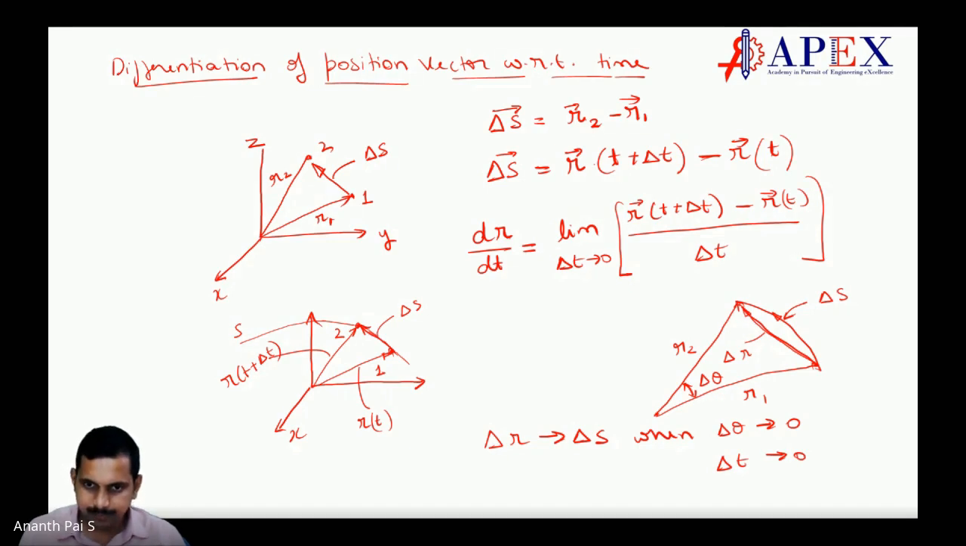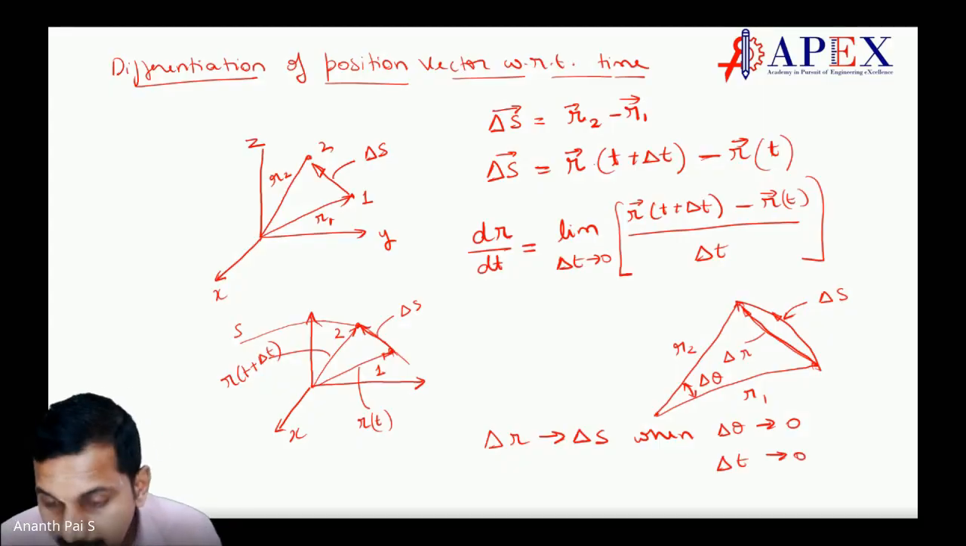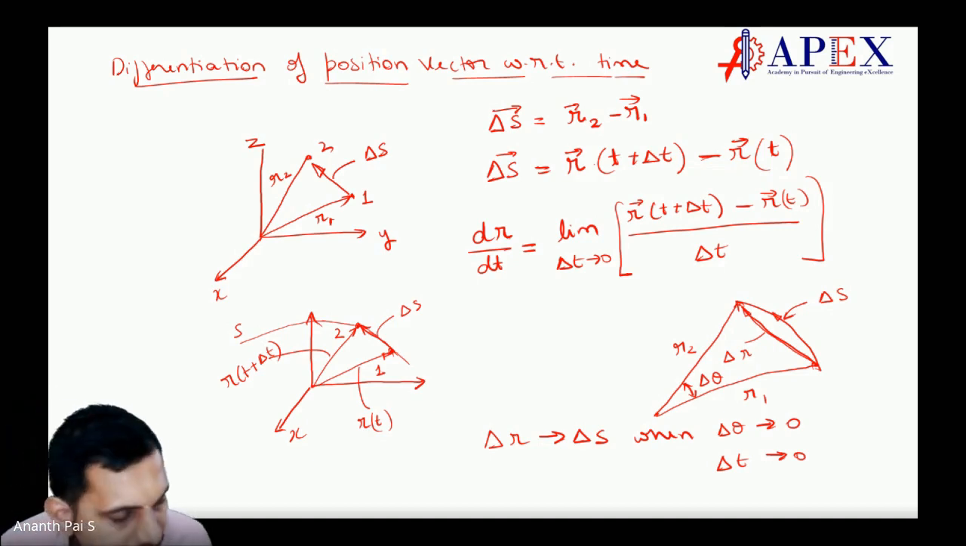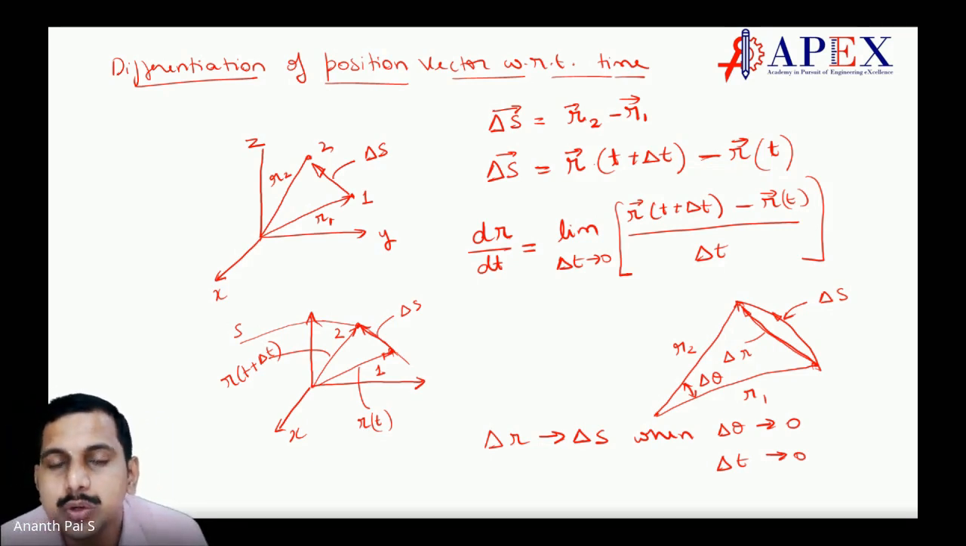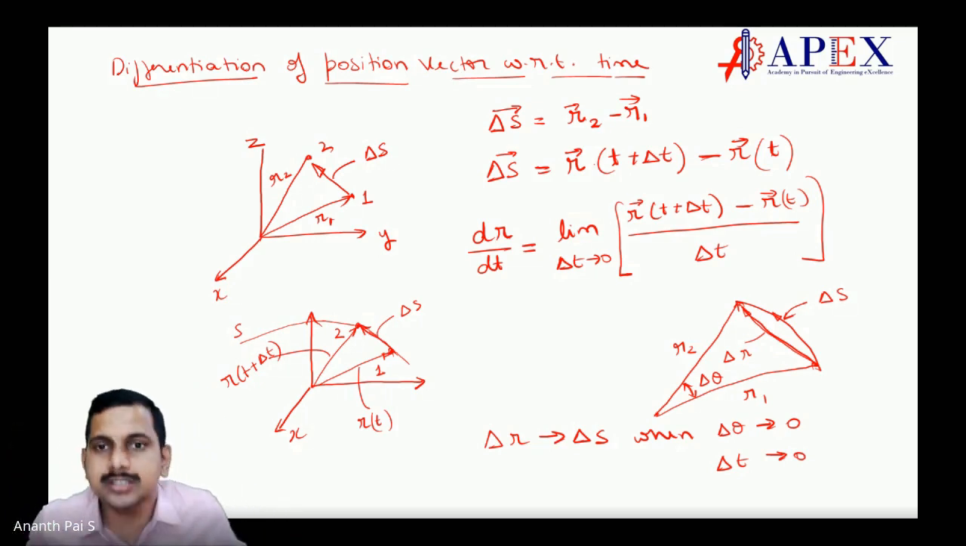Sir, then ds by dt is not exactly equal to dr by dt, no? We will see that whether ds by dt is equal to, next point is that only. I mean, delta s by delta t is not equal to delta r by delta t, no? In case, delta r by delta t is equal to delta s by delta t. Why? Because delta t tends to 0, is it not? When delta t tends to 0, delta theta tends to 0, is it not?